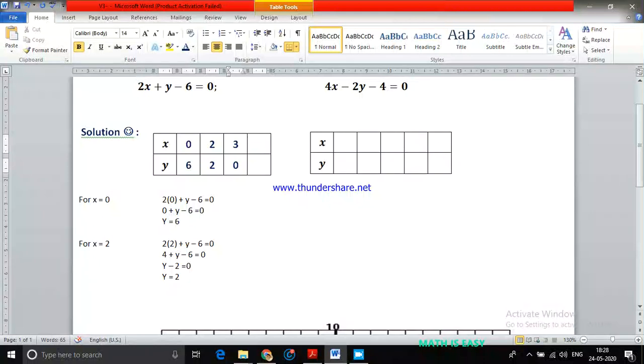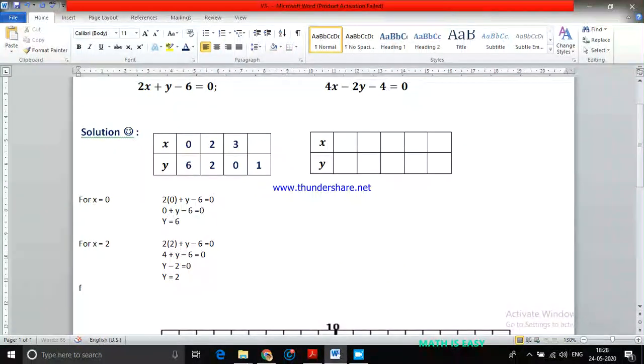Now next case I'll go for maybe the y value as 1. So if the y value is 1, what do you get? If you want, let me solve for y equals 1. Let me see what the values are. What do you get exactly here?